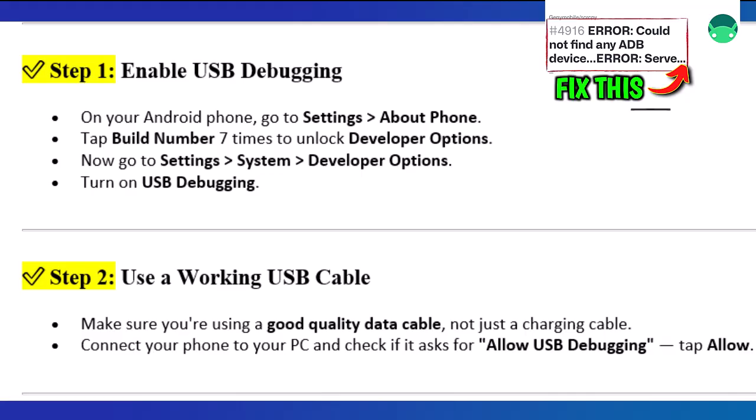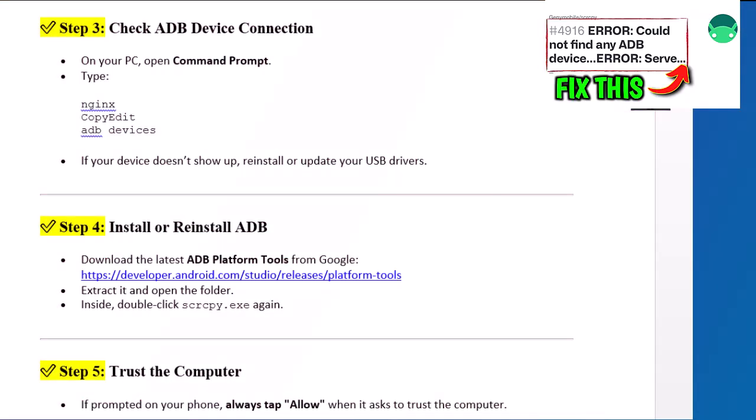Step 2. Use a working USB cable. Make sure you're using a good quality data cable, not just a charging cable. Connect your phone to your PC and check if it asks for Allow USB Debugging. Tap Allow.